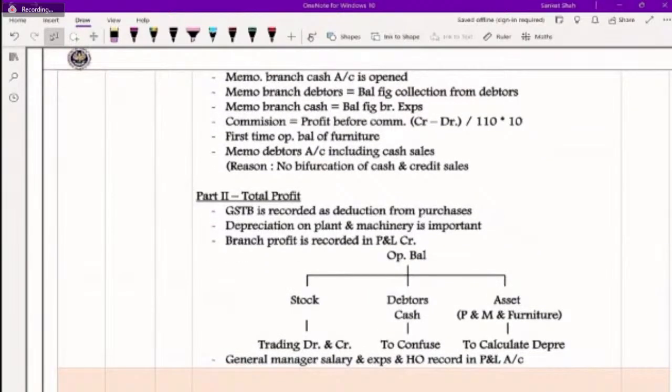GSTB is recorded as a deduction from purchase. So this is an important point. Depreciation on plant and machinery is important in this question. Branch profit is recorded on the P&L credit side. This is also very important. Remember opening balance, stock is important. Debtors and cash is to confuse us. For total profit beta, we ignore that debtors and cash balance.